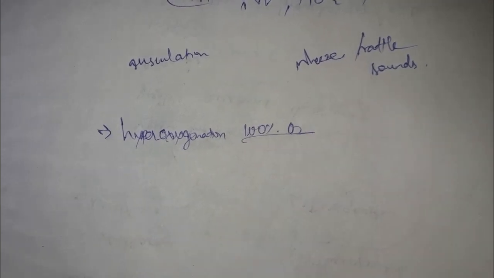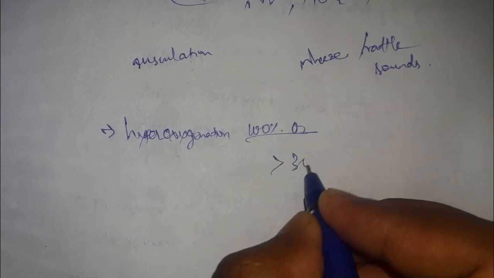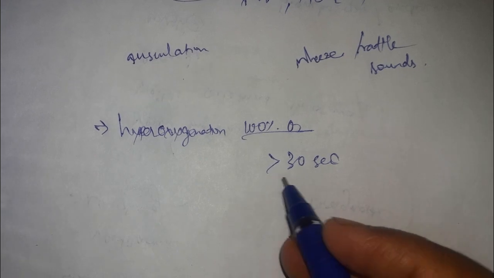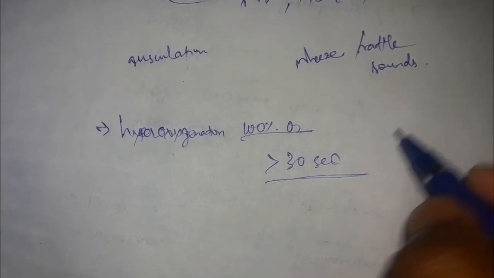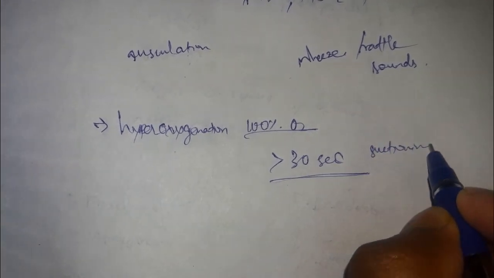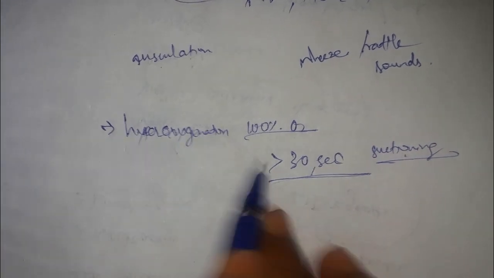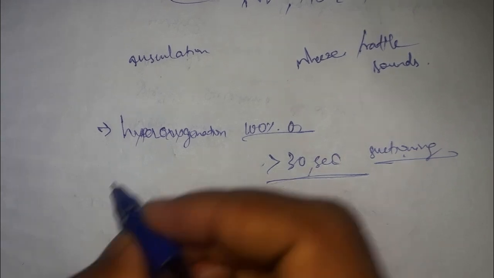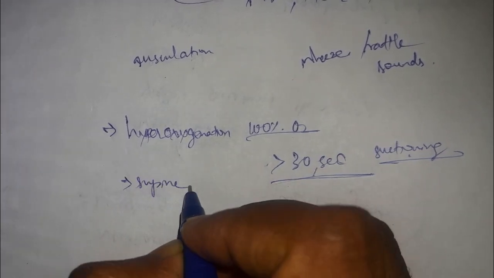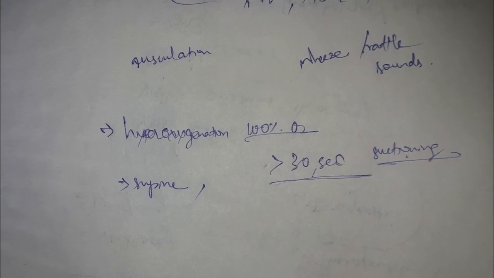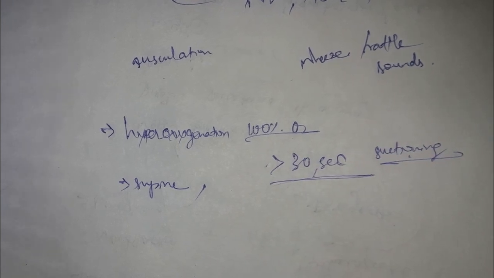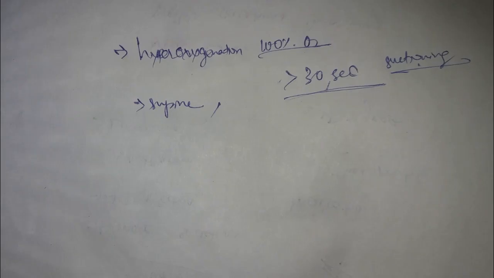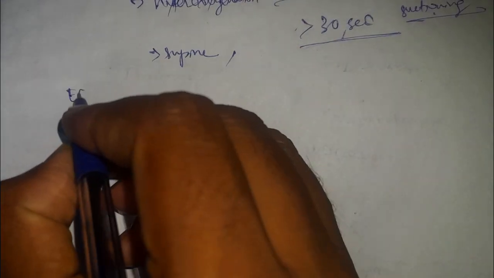The SpO2 level should be 100% for 30 seconds. We have to give the oxygen for 30 seconds before the suctioning. So we give the hyperoxygenation for the first 30 seconds, then do the procedure. The position of the patient should be supine, and we have to isolate the breath sounds. If the patient is conscious, we have to tell the importance of the coughing.